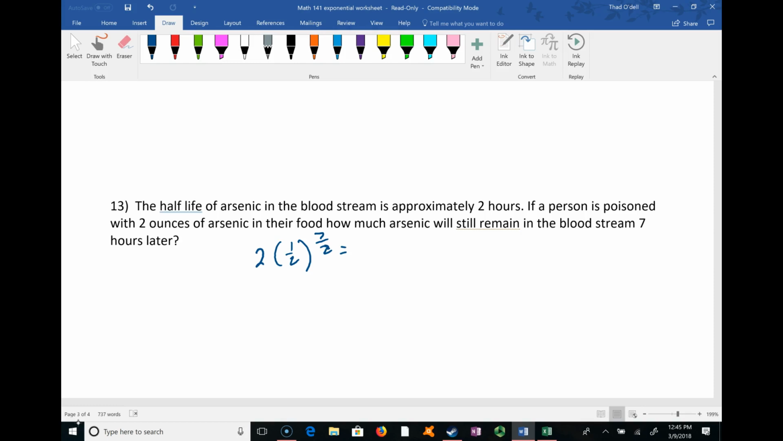And that would be 1/2 raised to the 3.5 power times 2. So that would be approximately 0.177 grams left.